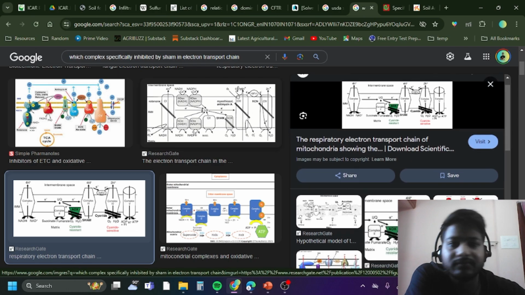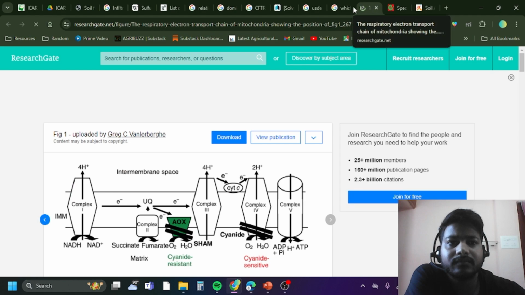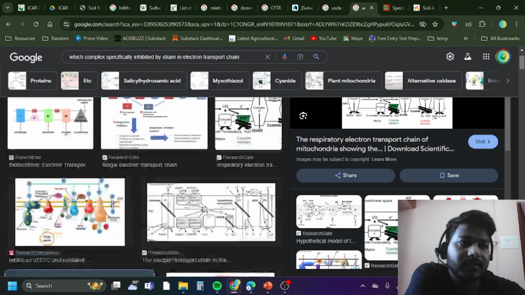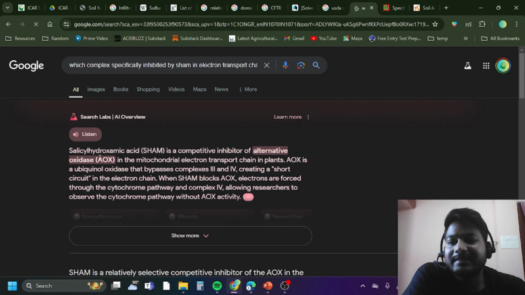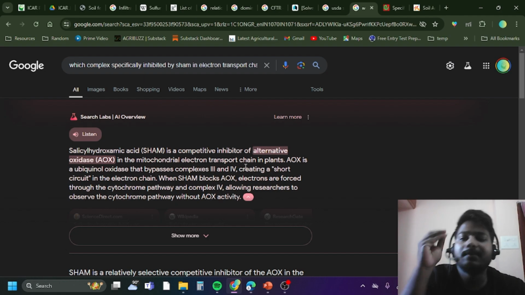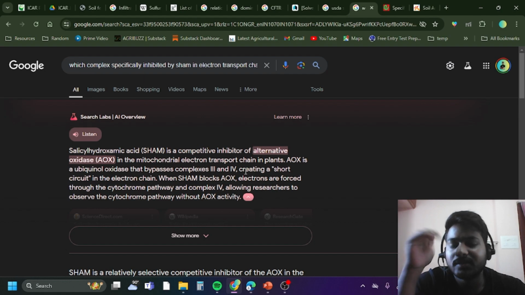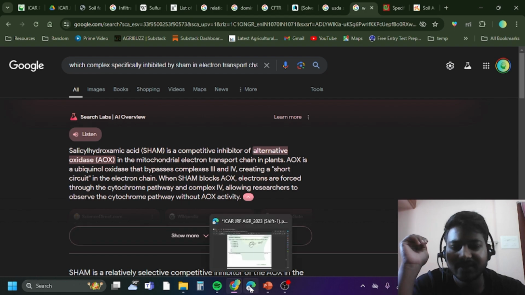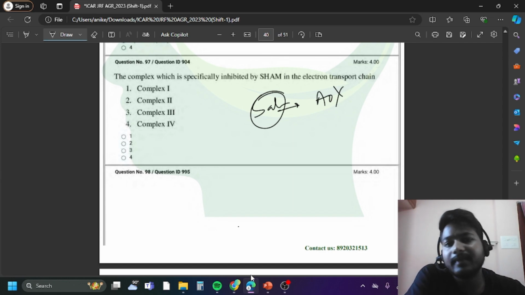Salicylhydroxamic acid is a competitive inhibitor of alternative oxidase in the mitochondrial electron transport chain in plants. When you apply salicylhydroxamic acid, it inhibits the alternative oxidase, allowing researchers to observe the cytochrome pathway without AOX activity. For that we are using SHAM. This question comes from cell biology. You need to read the cell biology part from the NCERT book. Just follow the +2 NCERT book, and from there you will get all the cell biology questions.